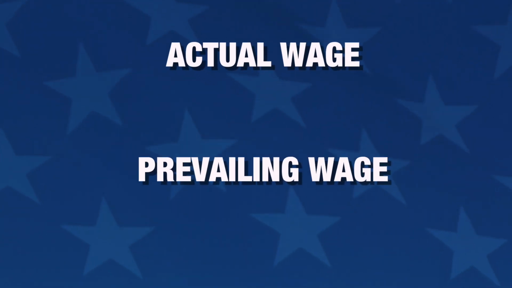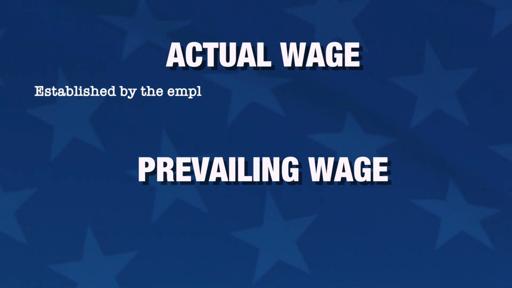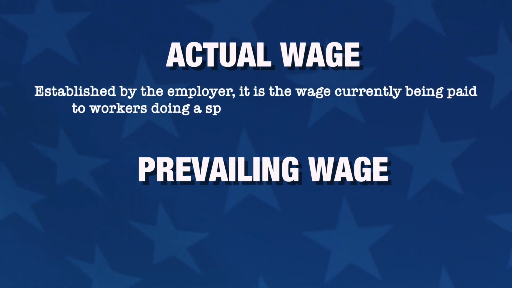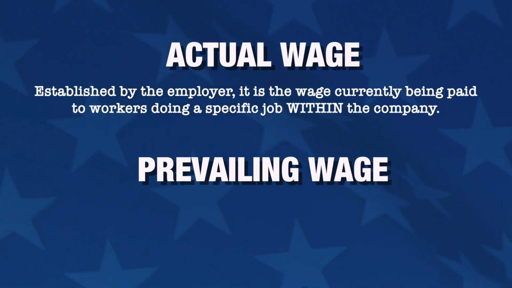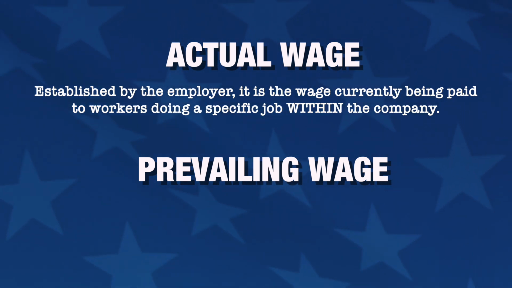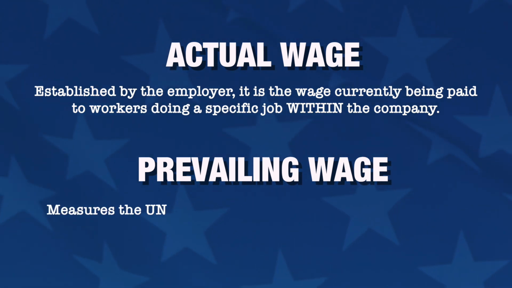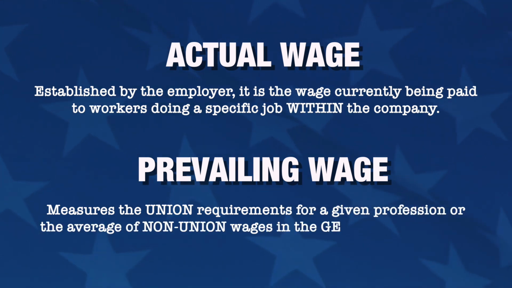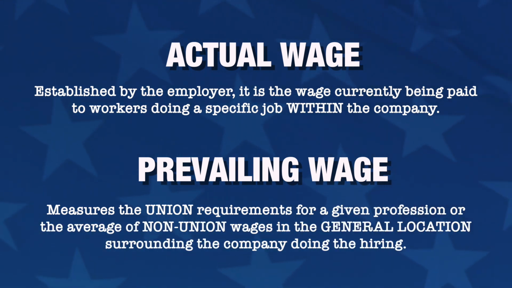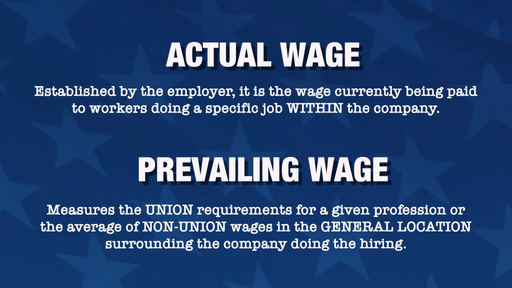So, put simply, the actual wage established by the employer is the wage currently being paid to workers doing a specific job within the company, whereas the prevailing wage measures the union requirements for a given profession or the average of non-union wages in the general location surrounding the company doing the hiring.